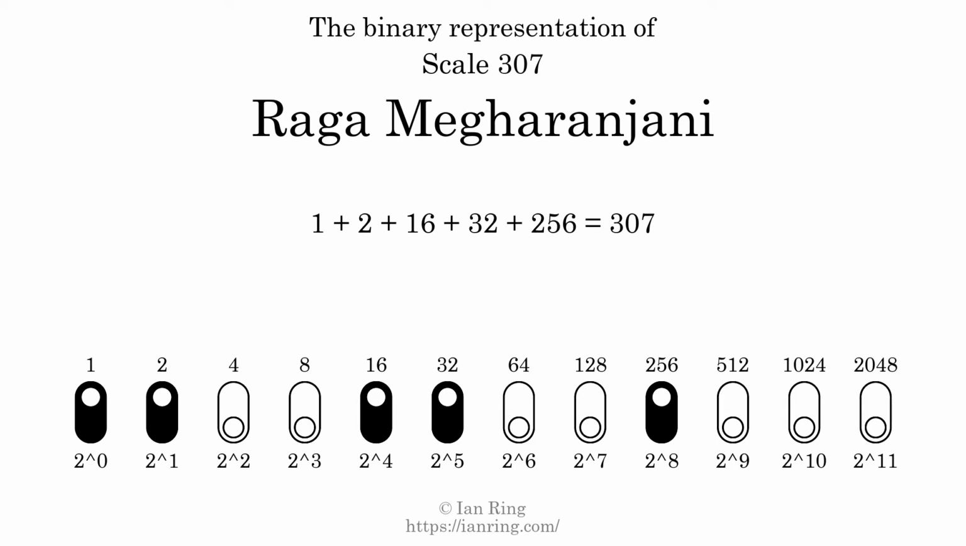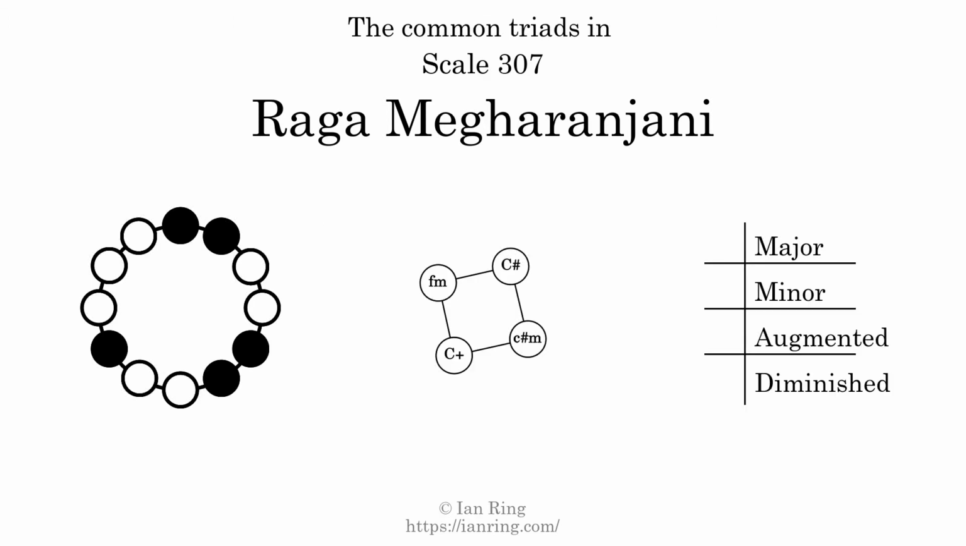The scale number not only enumerates the scale with a unique index, but it also literally describes the tonal content of the scale. Represented as a binary number in base 2, the scale number is 0001001100011. Here are the common triads present in this scale.